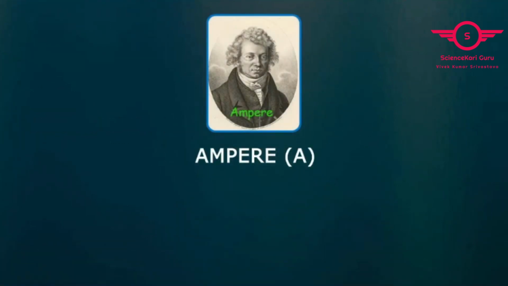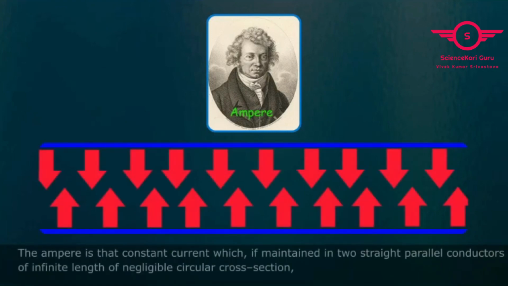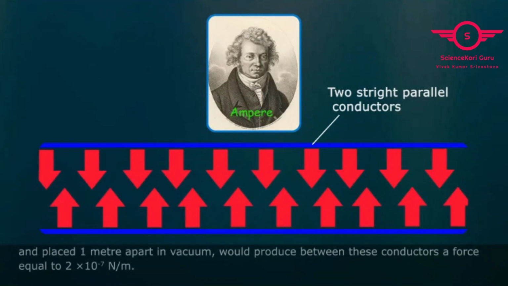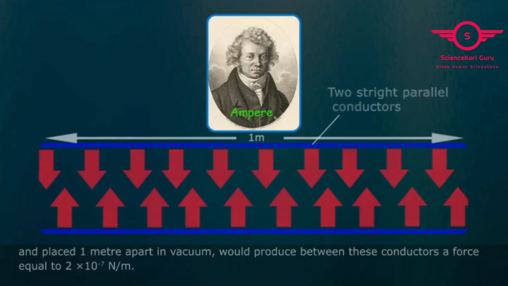Ampere, A. This is the unit of electric current. The ampere is that constant current which, if maintained in two straight parallel conductors of infinite length, of negligible circular cross-section, and placed 1 meter apart in vacuum, would produce between these conductors a force equal to 2 times 10 to the power minus 7 newton per unit of length.